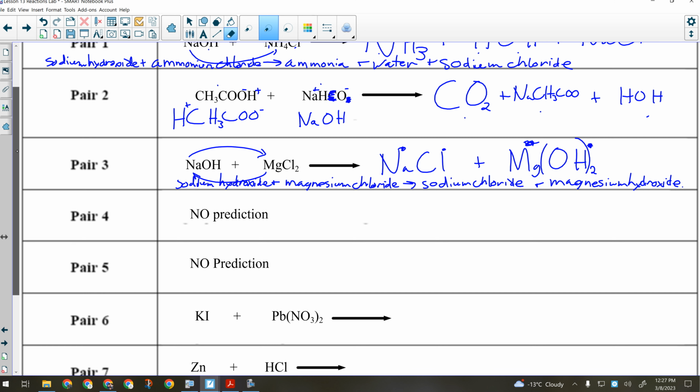So I got 2 hydroxides on that side, so I need a 2 here. That 2 gives me 2 sodiums, so I put a 2 here. That gives me 2 chlorines. There's 2 chlorines there. Now it's balanced. So I almost forgot to balance it.